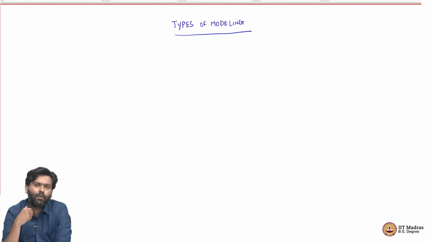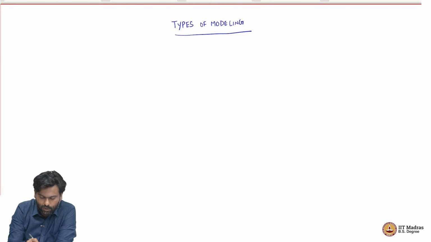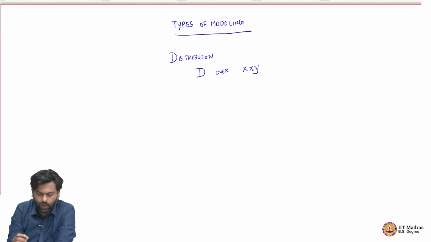So the question is, how can we assume that this relation exists? What kind of assumptions should we make to formalize this kind of relationship? The main assumption that one would make in a machine learning setup, a very common assumption, is that there is some distribution, let's call this D, over x cross y.